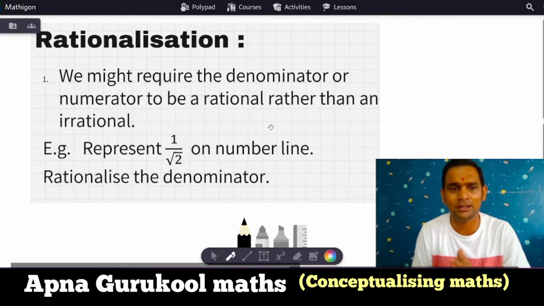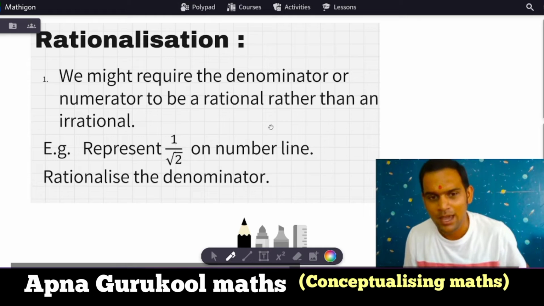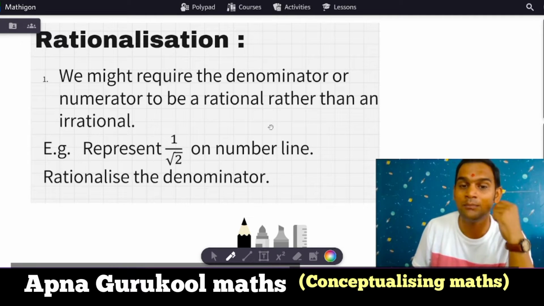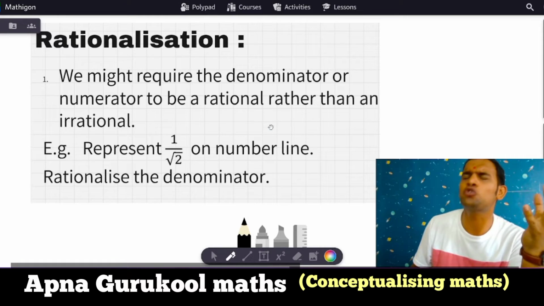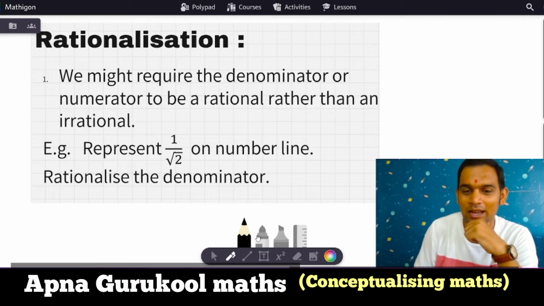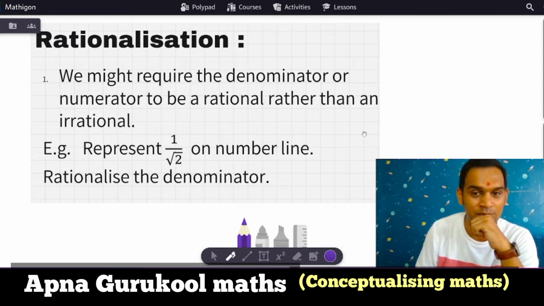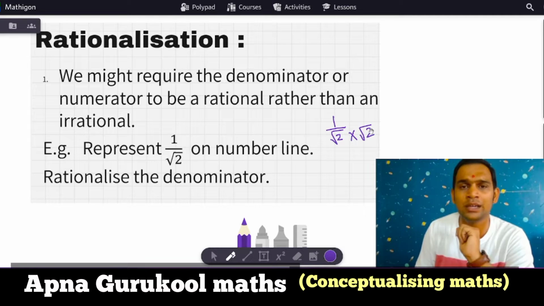Now, we might require the denominator or numerator to be rational rather than irrational. For example, if you are asked to represent 1 by root 2 on the number line, it looks very difficult, right? Now, I will make a little change in the denominator. Let's see what happens. I have got 1 by root 2. Now, what I will do is multiply root 2 to it, root 2 to the denominator. Why am I doing this?